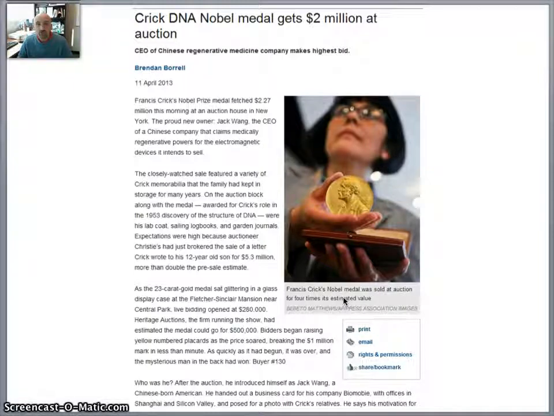Francis Crick and James Watson both won the Nobel Prize, and they've actually sold both of them now at auction. I guess Francis Crick got $2 million. I think James Watson just recently got almost $4 million, or his family did.